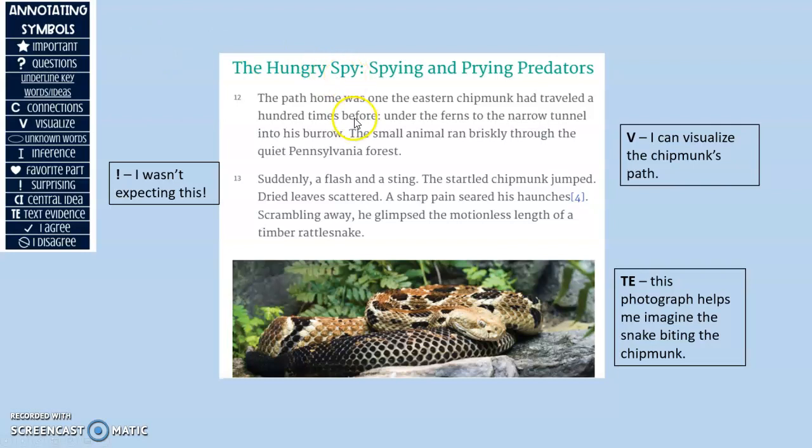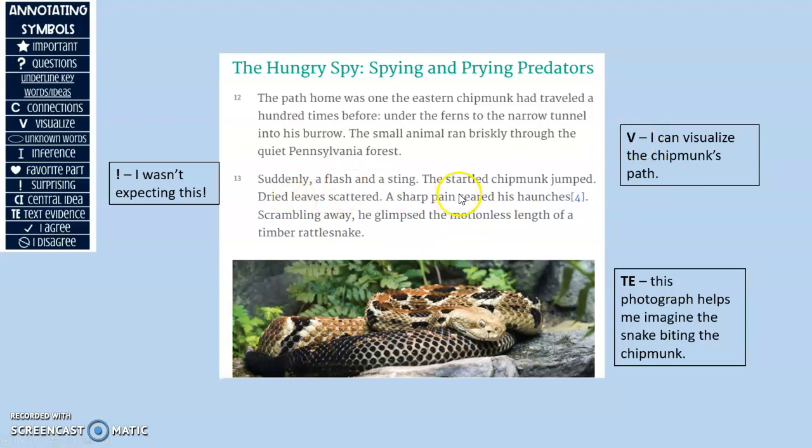The Hungry Spy, Spying and Prying Predators. The path home was one the eastern chipmunk had traveled 100 times before, under the ferns to the narrow tunnel into his burrow. The small animal ran briskly through the quiet Pennsylvania forest. You can see here I have created a V for visualization. I can visualize this little chipmunk's path. It talks about them being under ferns and into a narrow tunnel into his burrow. So that helps me to imagine his path.